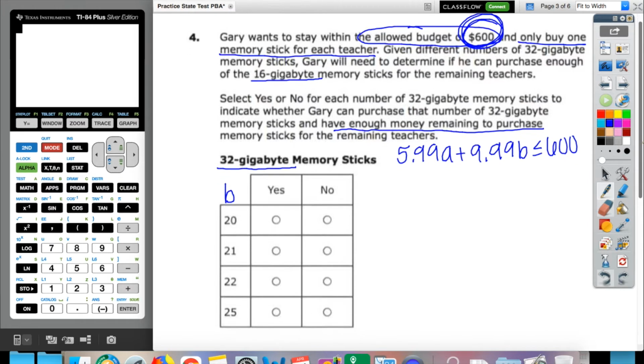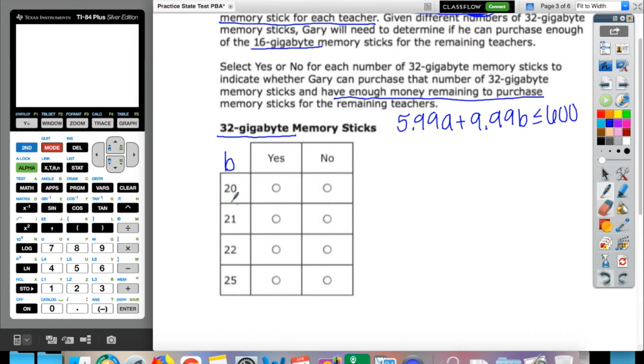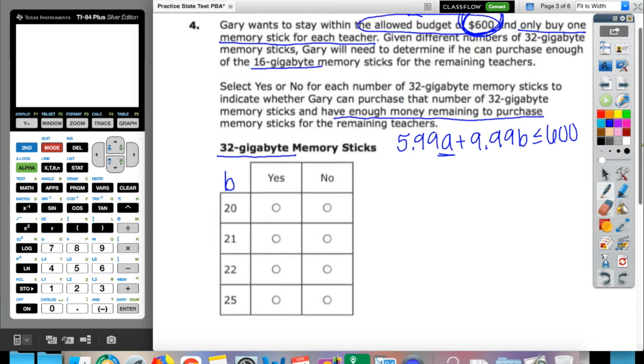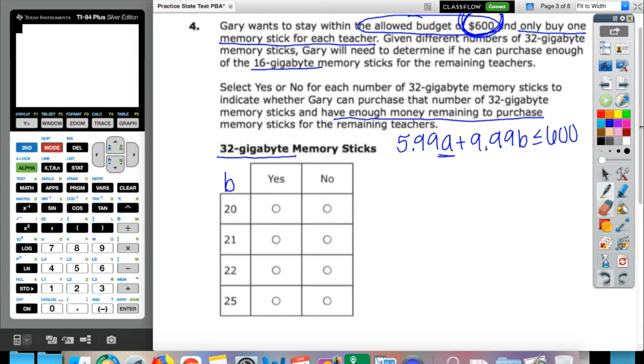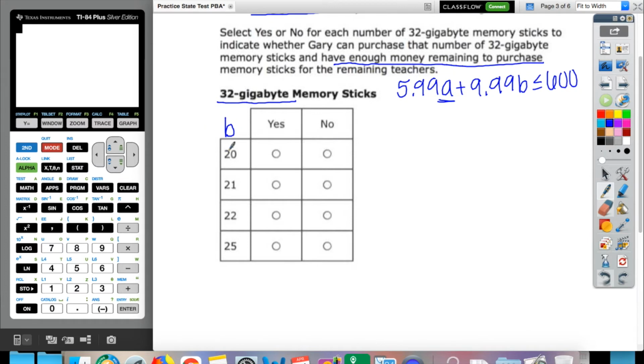So then I'm just going to plug them in again. They're giving me the B values. We're actually going to have to find the A's. They didn't tell us up here what the A's were. But if they gave us 32 gigabytes, how many 16 gigabytes do we need? Well, remember that other equation we had. A plus B is 86. If I'm given 20 B's, then I can solve that for A. If I subtract my 20, I'm going to have 66. So that's what my A is going to be.